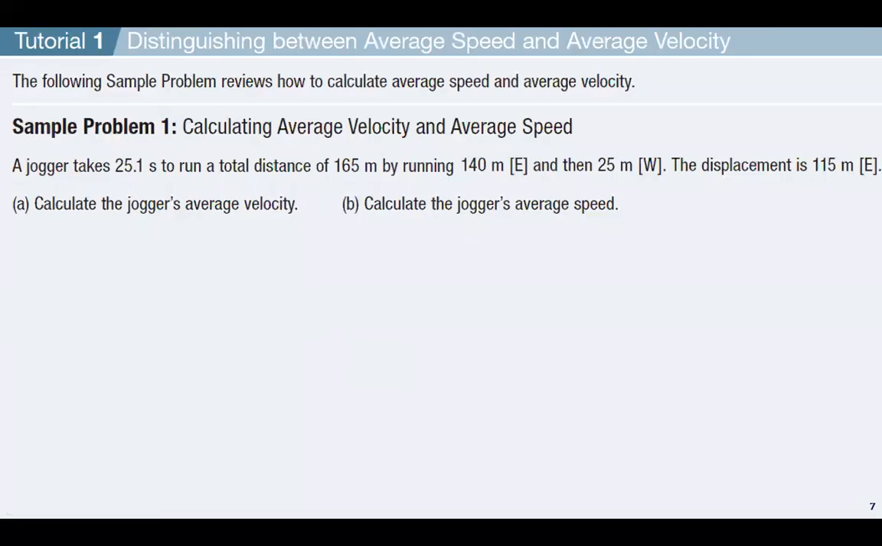Okay, so consider this problem here. Sample problem 1. The jogger takes 25.1 seconds to run a total distance of 165 meters by running 140 meters east and then 25 meters west. The displacement is 115 meters east. A, can you calculate the jogger's average velocity? B, can you calculate the jogger's average speed? So be careful with the difference between the two terms, velocity and speed.